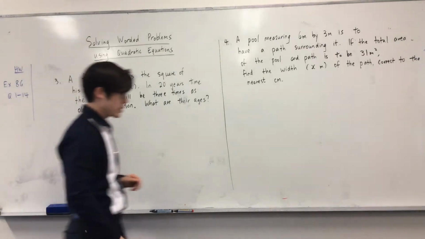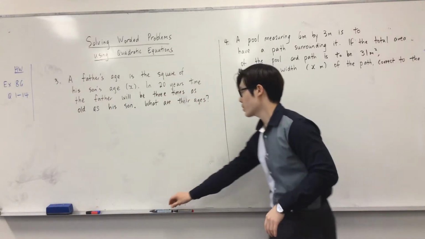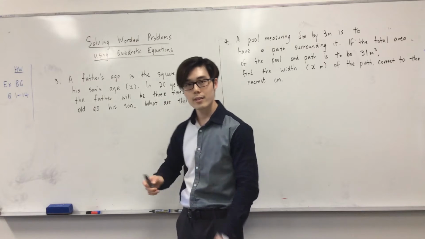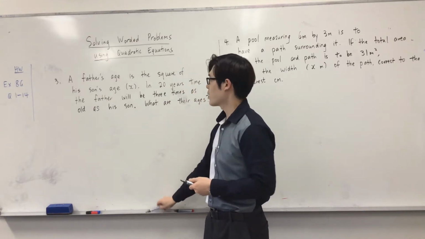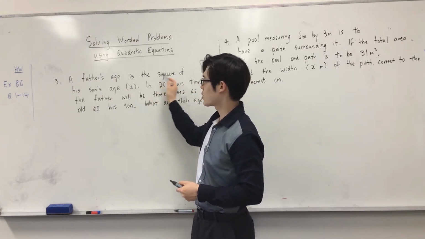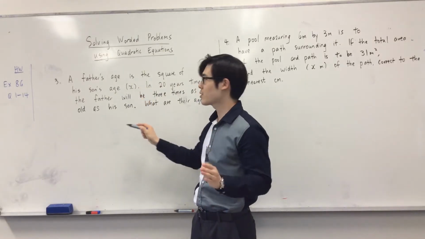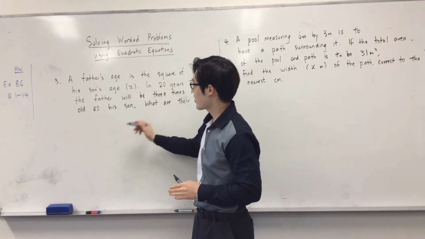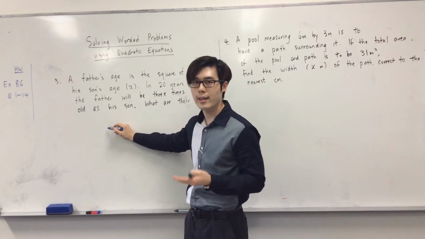Boys, let's have a look at some harder problems. This question is actually quite tricky, so let's have a look. So our father's age is the square of son's age. Let's just stop there. So they're saying father's age, and we don't know what that age is obviously.